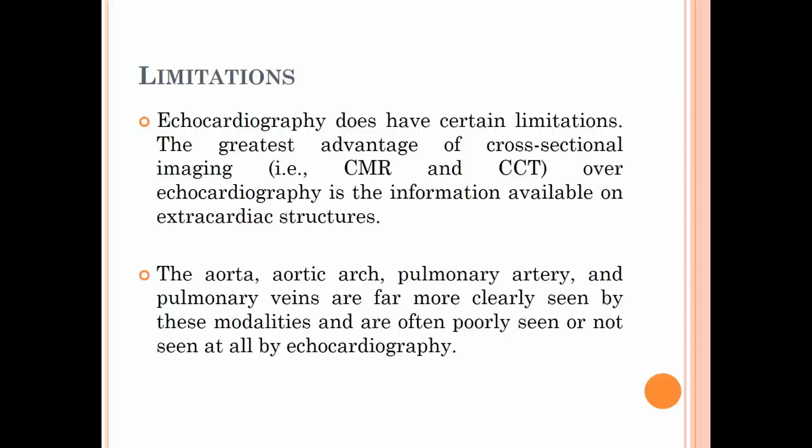In general, echocardiography has certain limitations. The greatest advantage of cross-sectional imaging, I mean to use the CMR and the CT over echocardiography, is the information available on extracardiac structures. The aorta, the aortic arch, pulmonary artery, and pulmonary veins are far more clearly seen by these modalities and are often poorly seen or not seen at all by echocardiography. But for instance, the pulmonary veins, at least I see their origin.